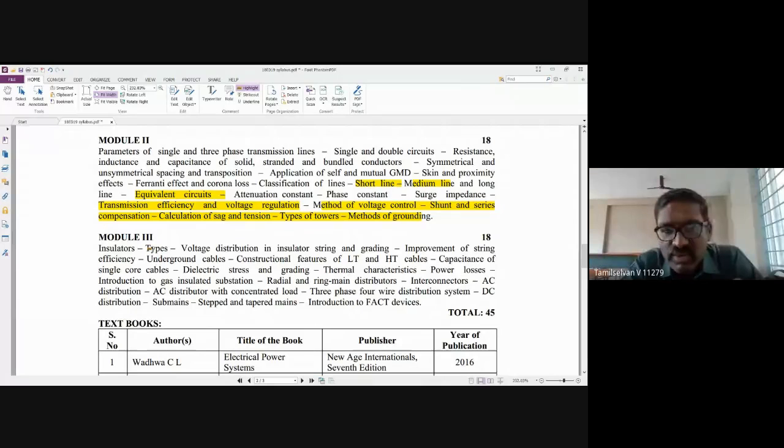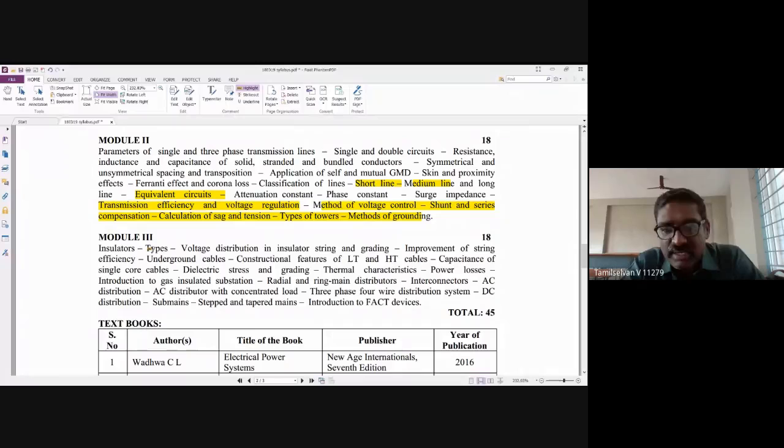What is the meaning of insulator? What are the different types of insulator? We are going to see that. Then after that we are going to see the underground cables: the construction features of low tension cables and high tension cables, and the capacitance of single core cables. These things we will discuss under the heading of cables. After that we are going to see an example of a gas insulated substation.